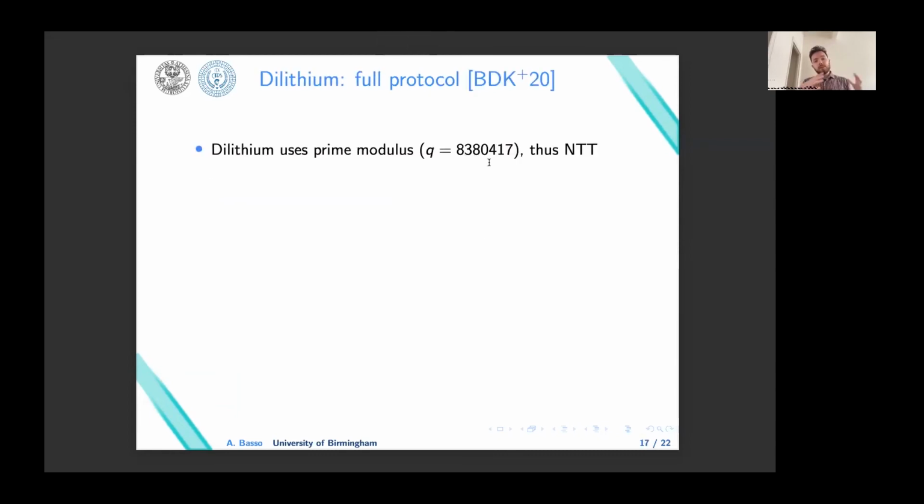And then, I mean, this is a high level view of the protocol, but the specific protocol uses a prime modulus where it's given here. So it allows the usage of the NTT the same way as in Saber, and it's actually required.